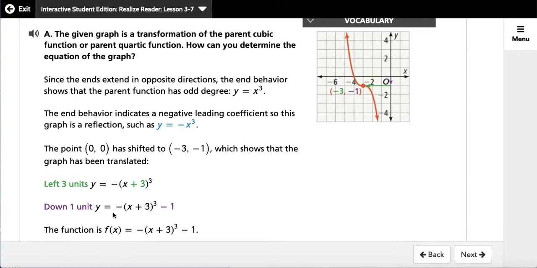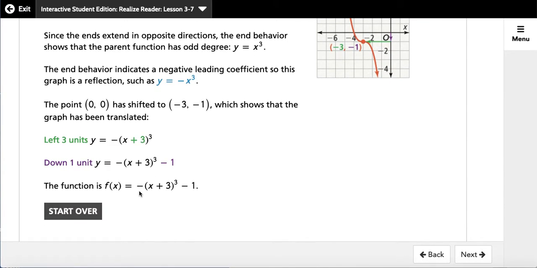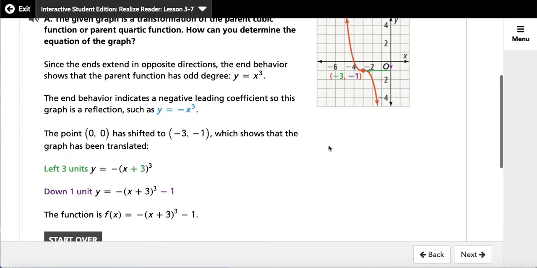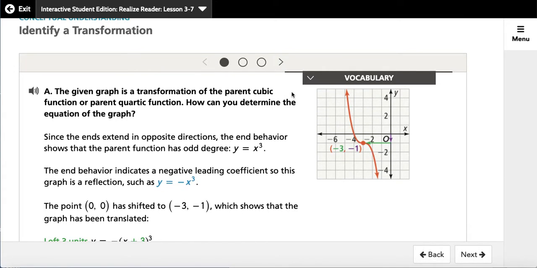Remember that? So are we done with that? I guess we are. Here we are. Negative x plus 3 cubed minus 1. So we kind of built it based on what happened to it.